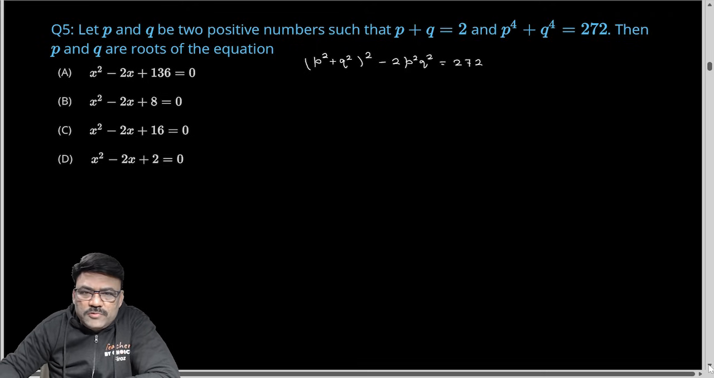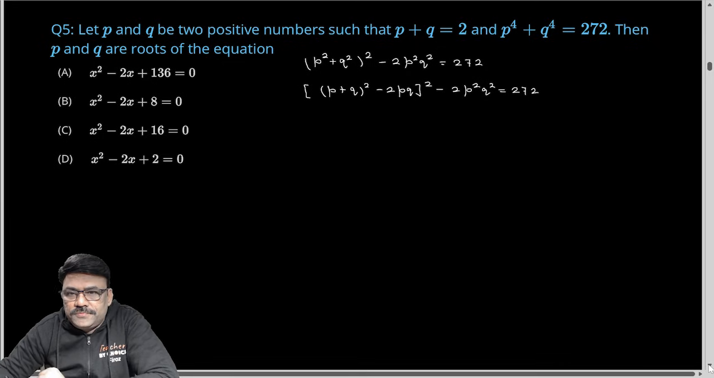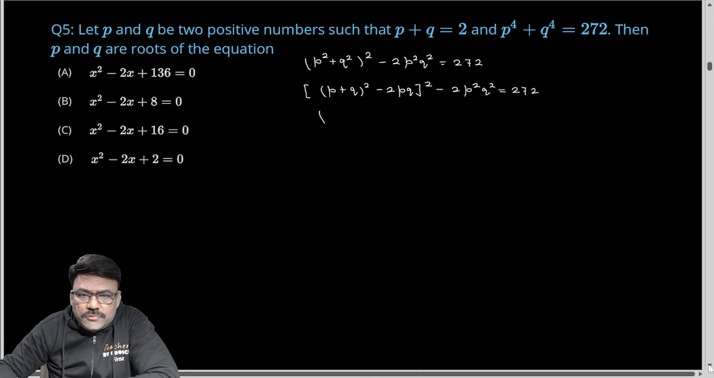Now this (p square plus q square) whole square can be further written as ((p plus q) whole square minus 2pq) whole square, minus 2p square q square. It is 272. P square plus q square can be further written as (p plus q) whole square minus 2pq. Now put the value here. P plus q is 2, so it is (4 minus 2pq) whole square minus 2p square q square, which is 272.